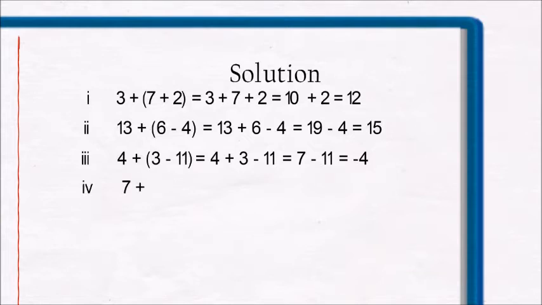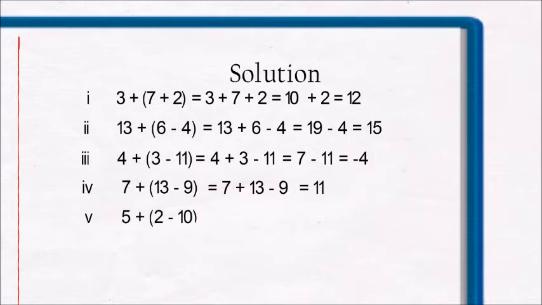Alright, also in number 4, we have 7 plus open bracket 13 minus 9. That will give us 7 plus 13 minus 9. So when we add 13 to 7, we have 20 minus 9. When we subtract 9 from 20, we have 11. And then in number 5, we have 5 plus open bracket 2 minus 10. That will give us 5 plus 2 minus 10. When we add 2 to 5, we have 7 minus 10. Now, another case of subtracting a large number from a small number. When we subtract 10 from 7, we have minus 3.